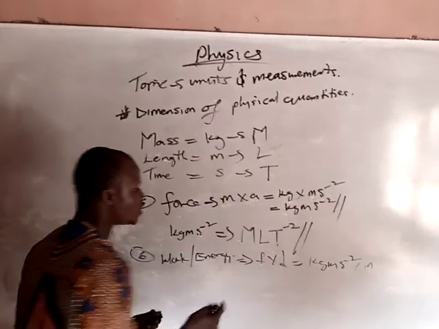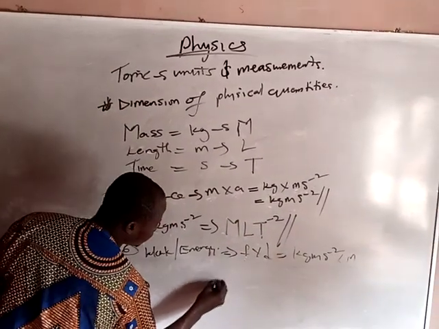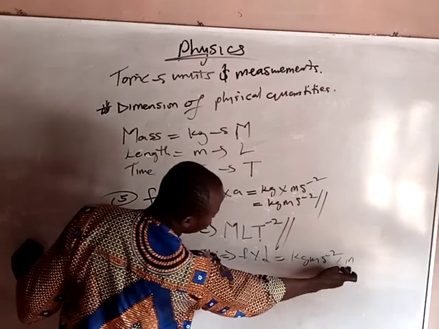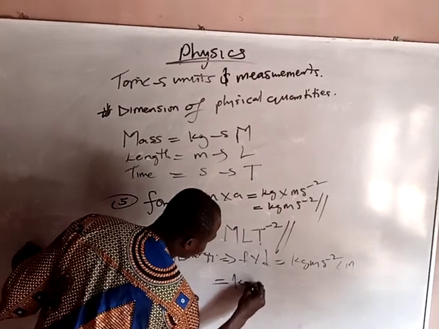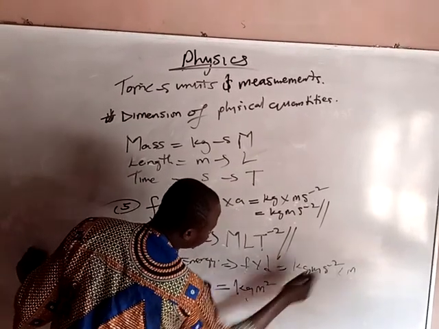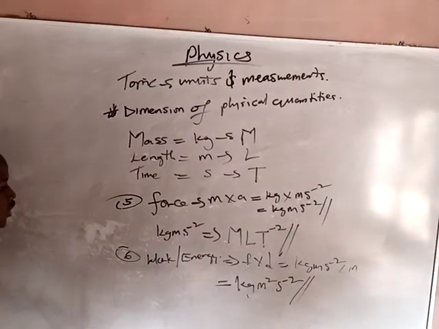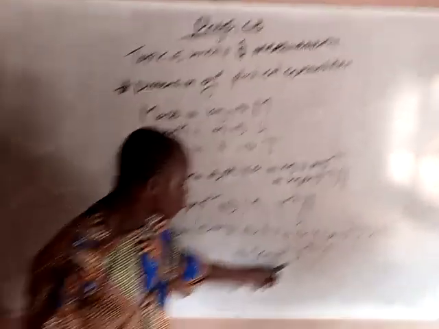So when you multiply this, the unit of work becomes kilogram, because we have M here, M times M, M square, then repeat S, which is minus 2. This is the unit of work. This is the unit of work.